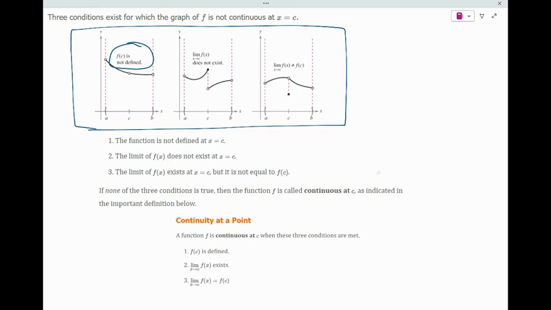Now, in this third example, f of c exists, and the limit as x approaches c of f of x exists, but they don't agree. So there are three different cases at which we can become discontinuous at a specific point c. Either the function is not defined at c, the limit doesn't exist at c, or the limit and the function exist, but they're not equal to each other, right? So we have the written definitions here, and then we have the visuals above that show each of those cases.